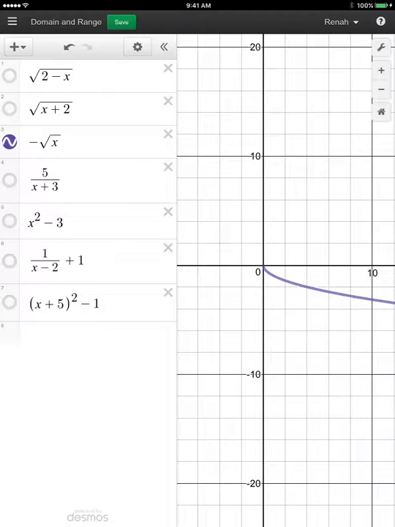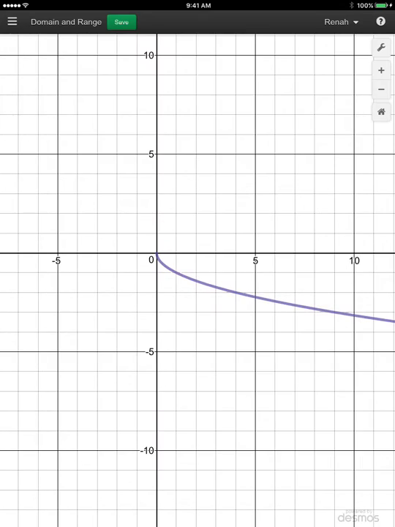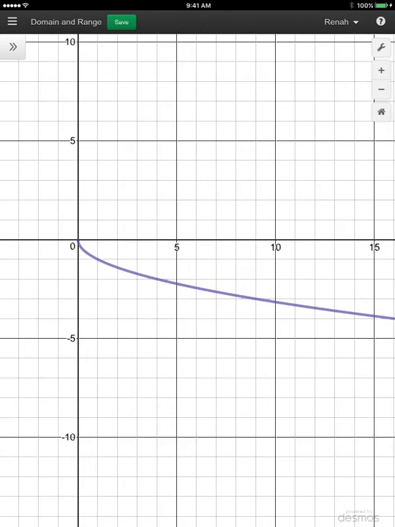And here it is. Take a look. My domain, I'm still using all positive x values from 0 to positive infinity, but my parent graph is now reflected. So I'm not using any positive y values. All my y values are in the negative. That's my range, from negative infinity to 0.